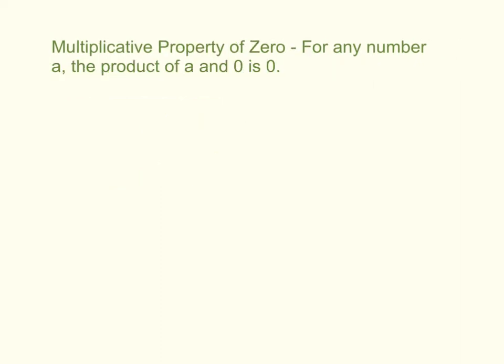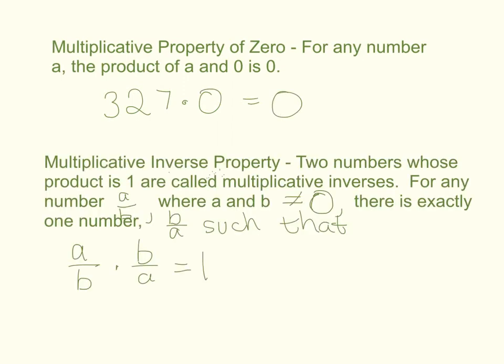The multiplicative property of 0 says that for any number a, the product of a and 0 is 0. So that's simply saying that any number we pick times 0 is equal to 0. The multiplicative inverse property says that two numbers whose product is 1 are called multiplicative inverses. For any number a over b, where a and b are not equal to 0, there is exactly one number, b over a, such that if you take a over b and multiply it by b over a, you will get 1.